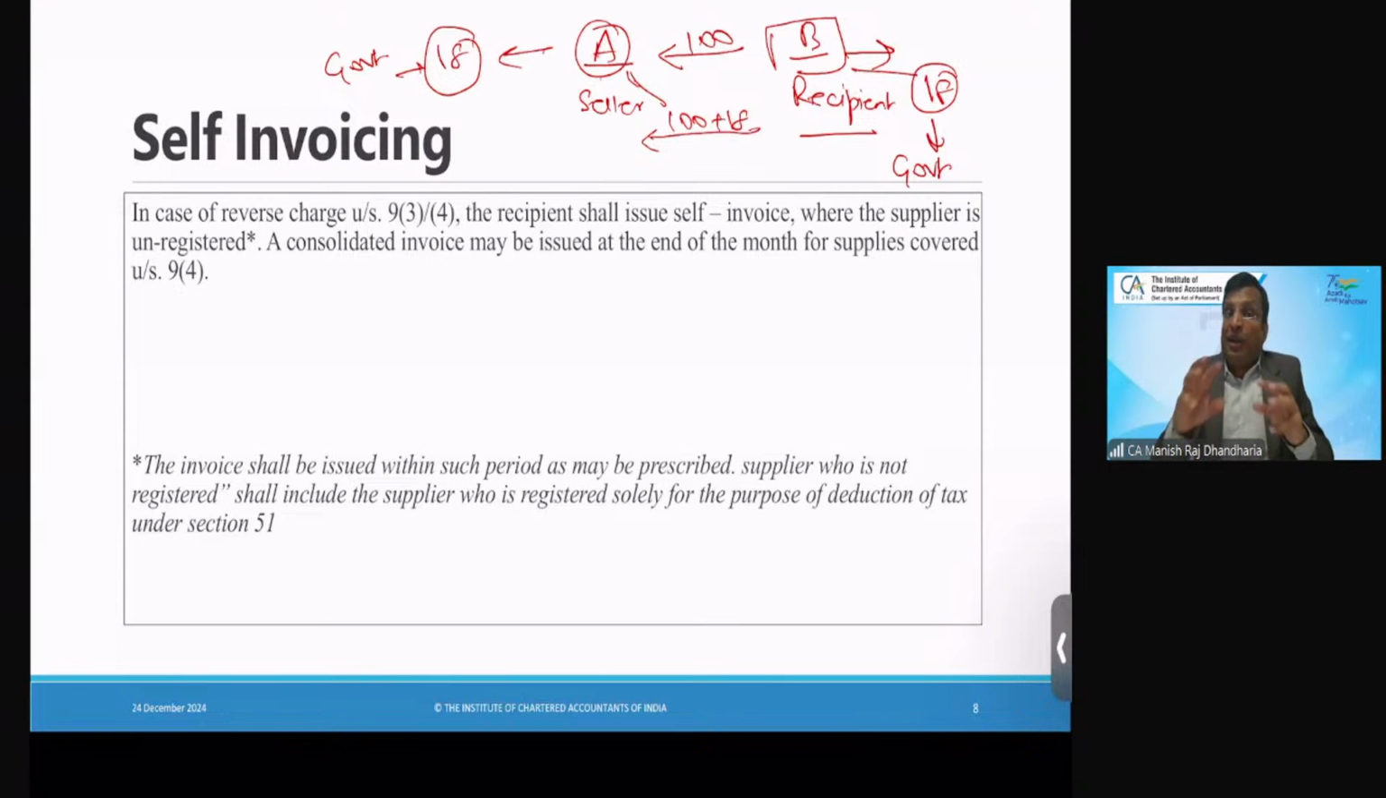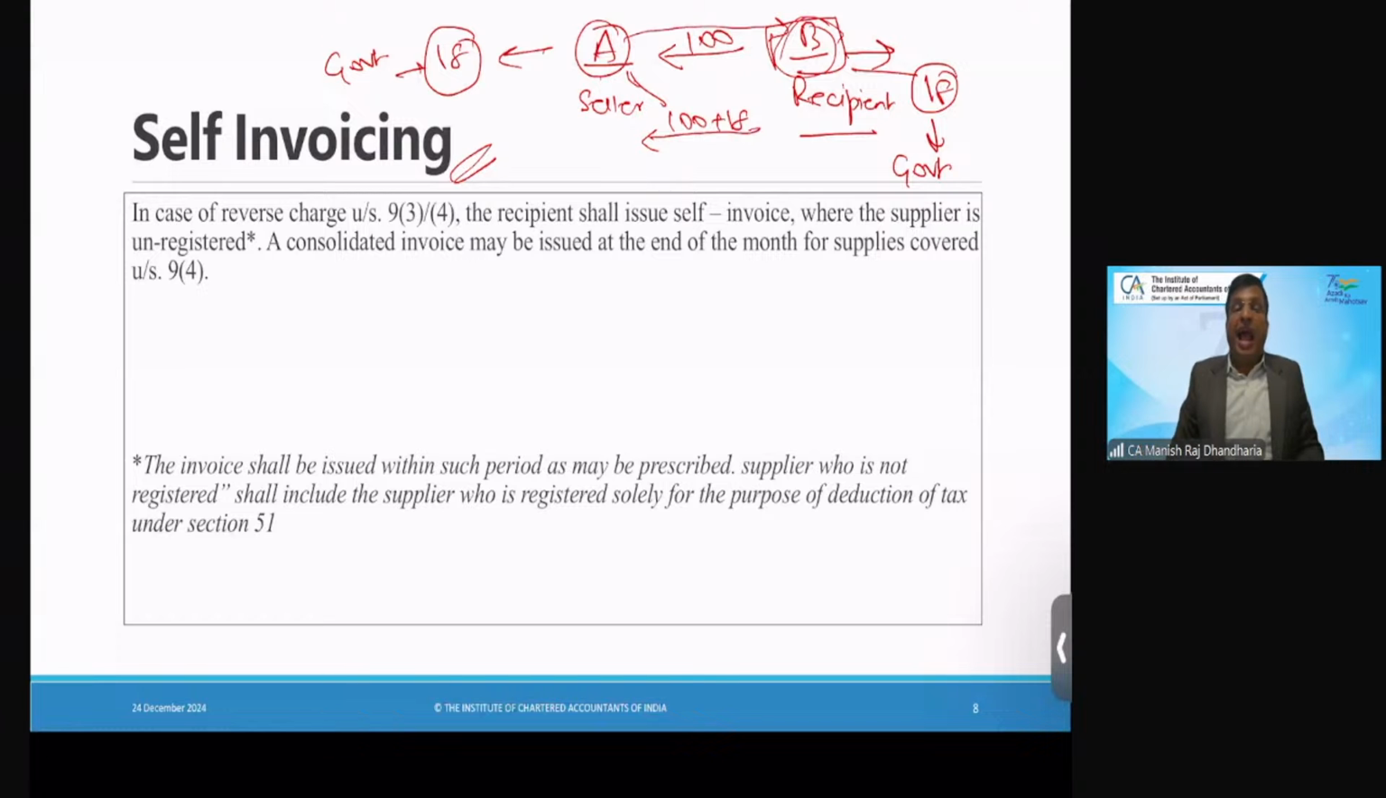Right? But now the problem is, B, when received the goods from A or services from A, must have been given an invoice by A, but that invoice is not a tax invoice, or we can say उसके ऊपर tax element तो होगा नहीं, because tax is being paid directly by B to the government. Tax directly B pay कर रहा है. So how will B get the credit? Because B doesn't have any tax invoice. Here comes the concept of self-invoicing. So in this case, what will happen?